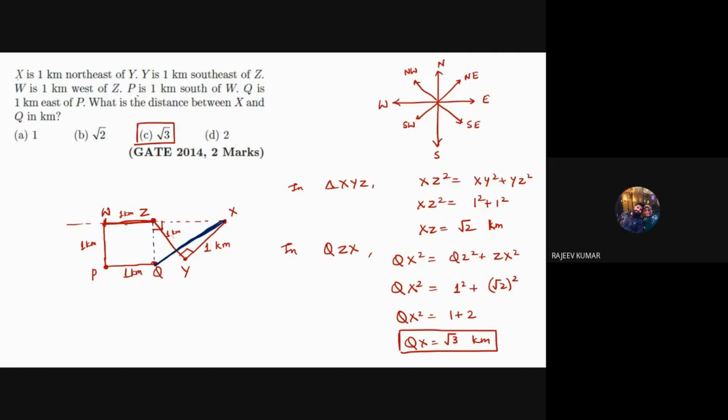This kind of questions, rather than calling them a part of quantitative aptitude, come under logical reasoning, which we call direction sense.